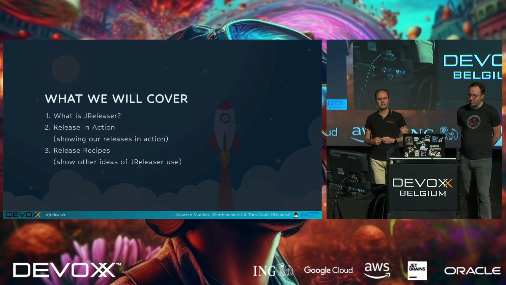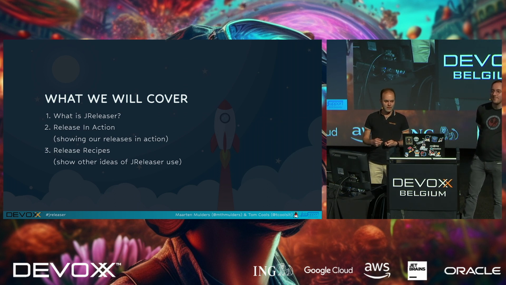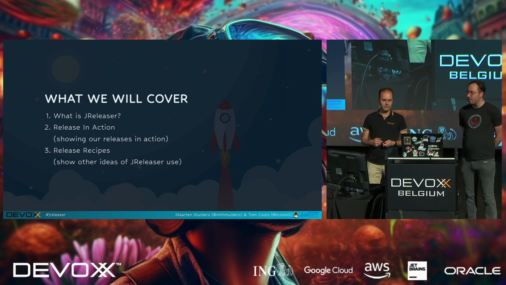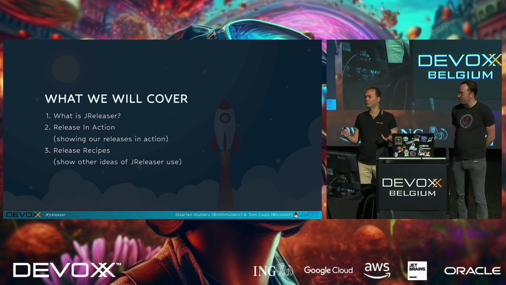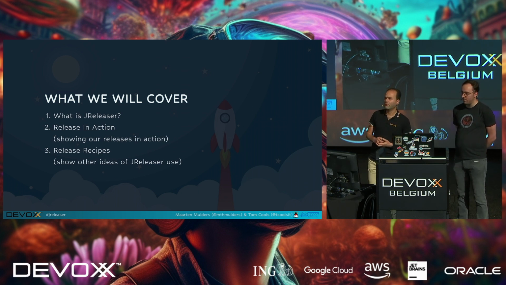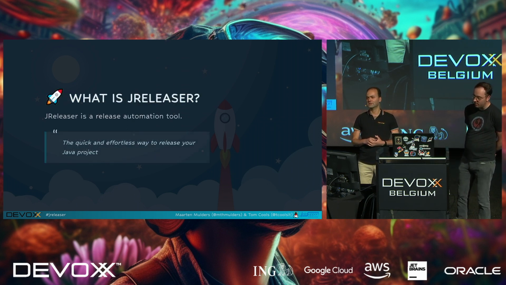So in the remaining 26 minutes, what will we cover? We will start with discussing JReleaser itself, what it is, how it works. We will show a few of our usages of JReleaser in action, because it is tools in action, right? And then, if time permits, we have a few recipes with ideas and possibilities for how you can make JReleaser work for yourself. With that out of the way, let's get started, and let's briefly discuss what JReleaser is.